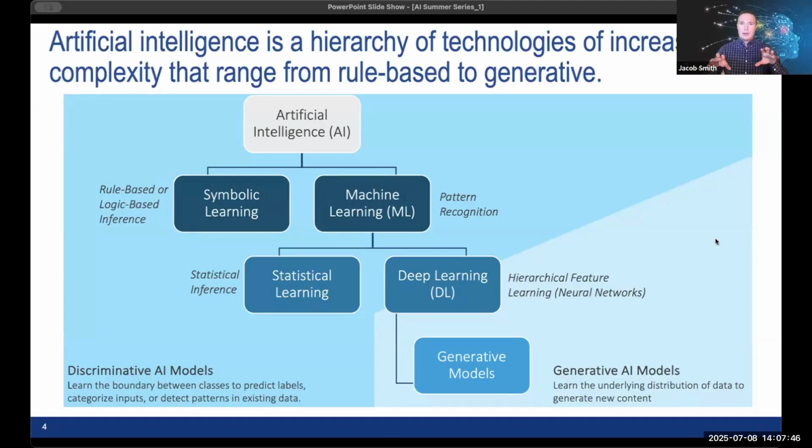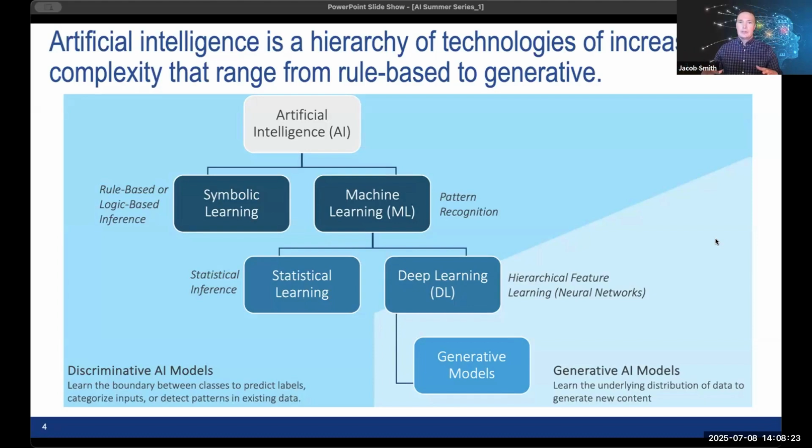And when you think about all of those subsets, they kind of fall into two larger buckets. There are discriminative AI models. These are models that learn the boundaries between classes of information or data to predict things, to categorize things, just find patterns in that data. Then there's generative models that learn kind of the underlying distribution of a vast quantity of data and use what it's learned from that data in order to actually generate new content that stems from its learning of that data.